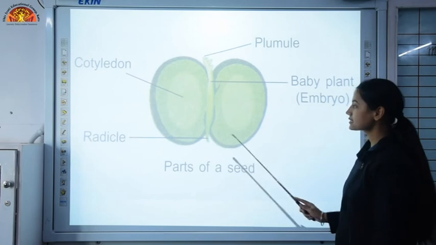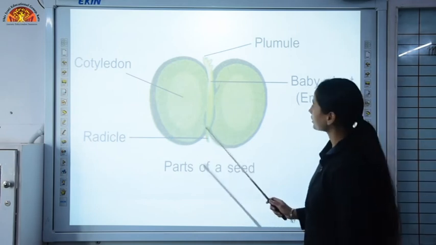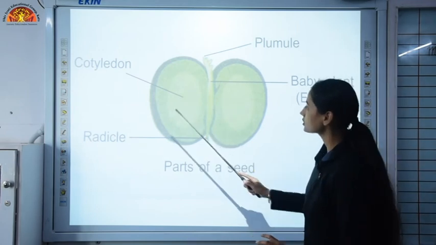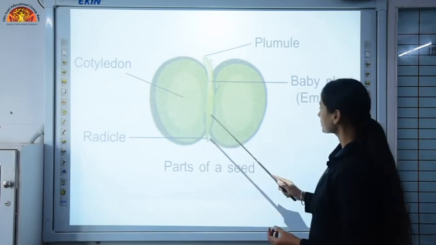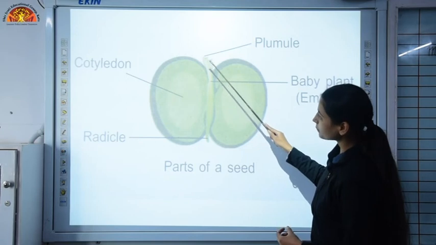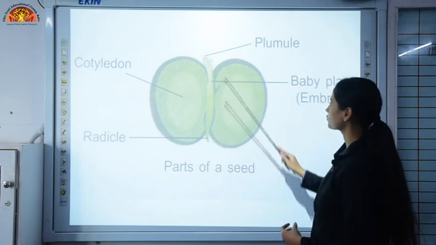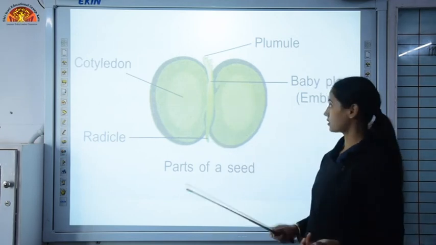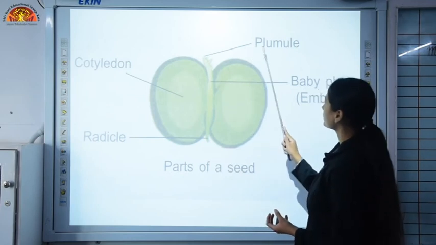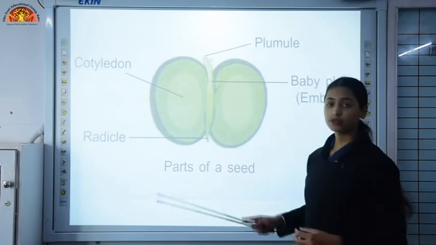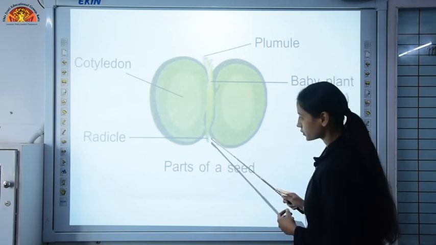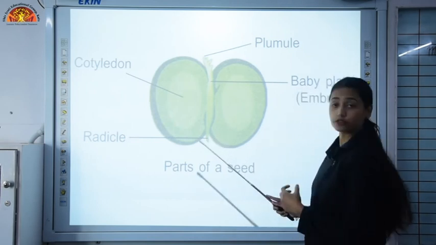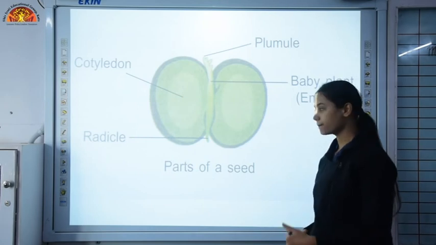Now this is seed. This is the structure of a seed in which cotyledon is present, which provides nourishment to our seed, and you can see that this top part and this bottom part form the embryo, the baby plant. This top part is known as plumule, which results in the shoot system, and this bottom part, which is known as radicle, forms the root system of the plant.